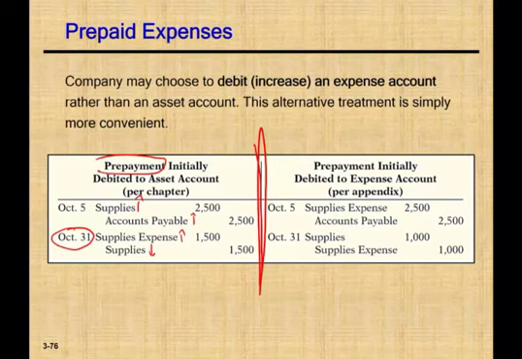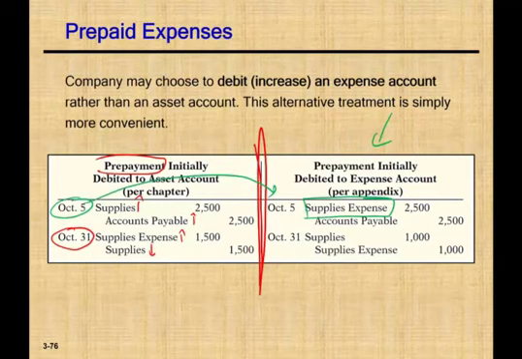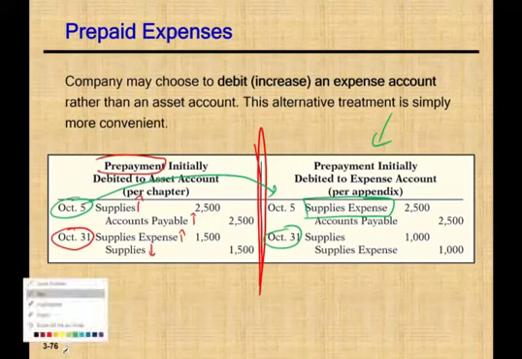Under the alternative method, which I'm going to show in a different color, when we buy the supplies on October the 5th, we immediately expense the whole amount, 2,500. Then at the end of the period, we say, well, we still have 1,000 worth of supplies. So basically what we did is this. Let me show you the T account effect for both, because it's the same effect. So I'm going to go back and show you the T account. Under the traditional method, here's what you did. This is your supplies.